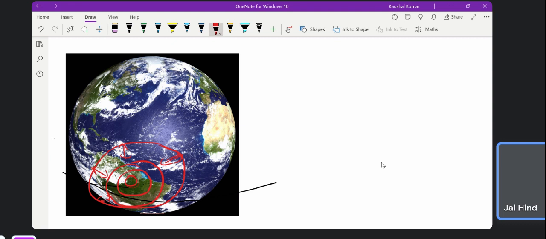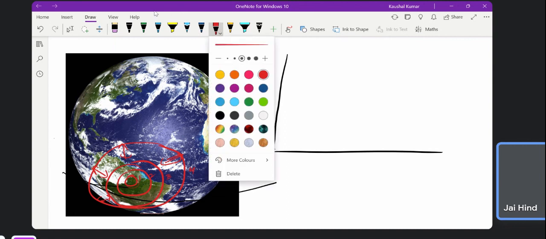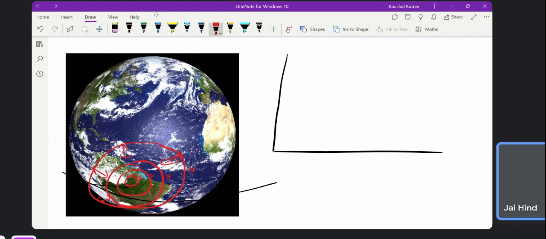But the point is that you can relate this if you are increasing the area. I am giving numbers to the circles, with the red pen only. This is our first circle, this is our second circle, this is our third circle, and this is our fourth circle. First, second, third, fourth circle.